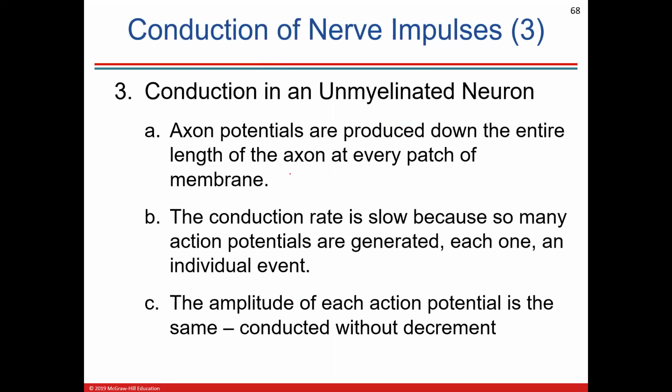Now, unmyelinated neuron, right? So it's not saltatory. It doesn't jump from node to node, right? Node of Ranvier, right? It doesn't go over the neurolemma. It goes straight down the axolemma, right? And it's slow because it's not happening saltatory. It's not jumping from each segment.